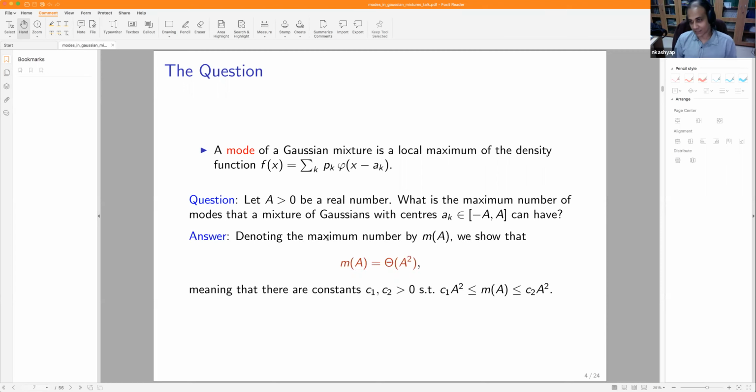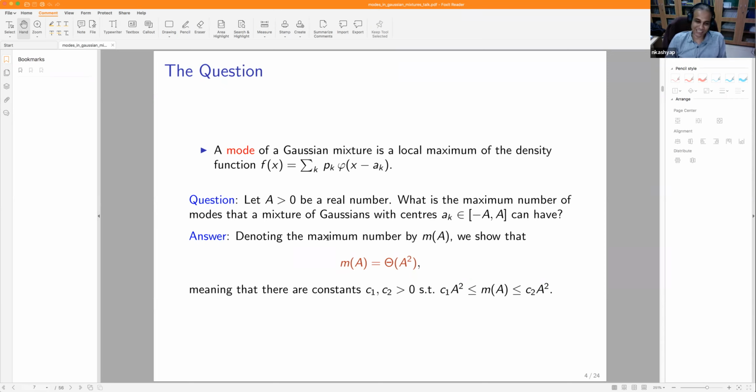I'll right away answer this as well. If I denote this maximum number by m(a), what we will show finally is that the maximum number of modes that a mixture of Gaussians with centers in -a to a can have grows as a squared. It grows quadratically in a. So m(a) is bounded on either side by a constant times a squared.